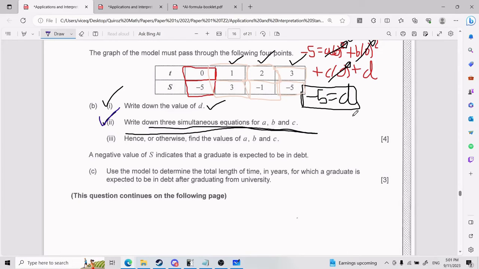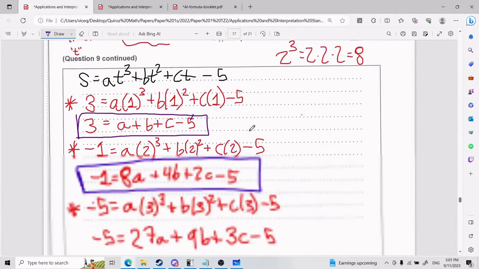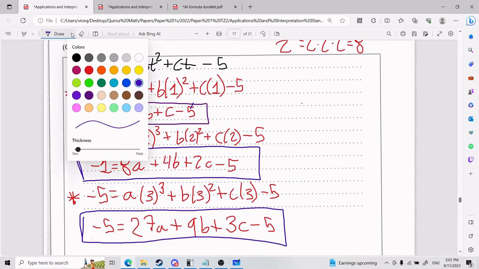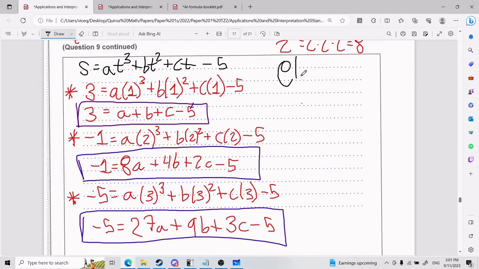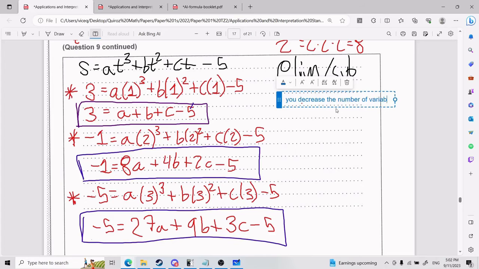So you write down the 3 simultaneous equations for a, b, and c. And now, hence or otherwise, we need to find the values of a, b, and c. Some of you might have heard of this thing called elimination and substitution. When you do elimination or substitution, the secret to what is about to happen is that you decrease the number of variables in your equation. I know what's going to happen now is super messy. It might not make a lot of sense, but at the end of the day, all you're trying to do is decrease the number of variables in your equations, okay?